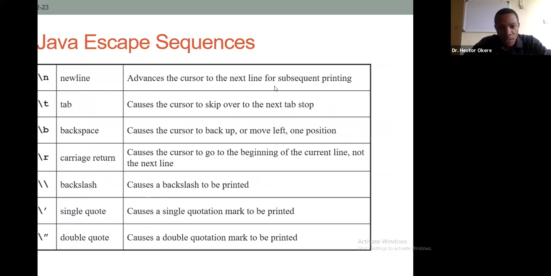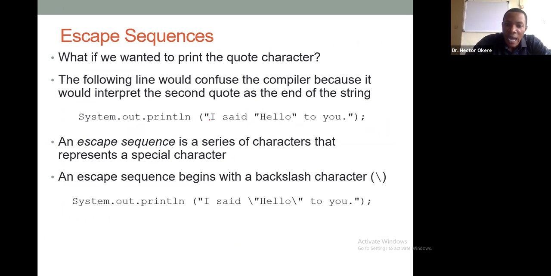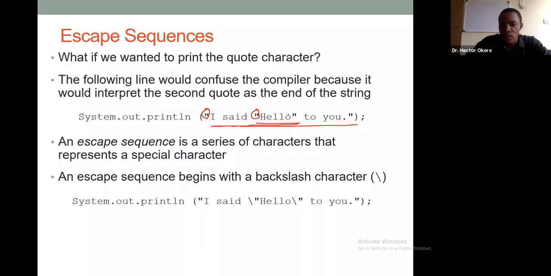For example, let me show you an example. "I said hello to you." You see, I want to write everything exactly like this, okay? But if I write it exactly like this in Java, this will confuse the Java compiler. It will think this is open and this is closed. So what is this? The Java compiler will be confused. You will have an error, okay?